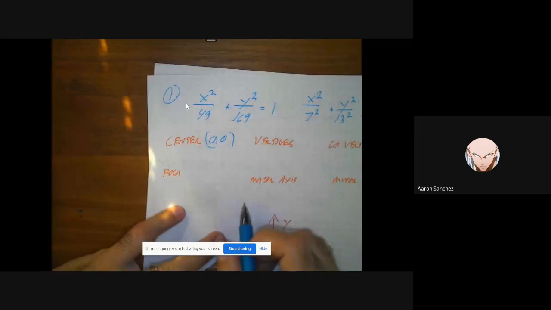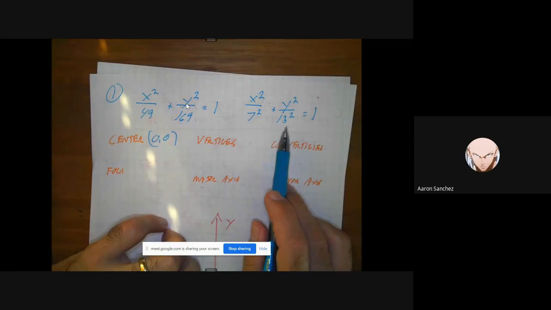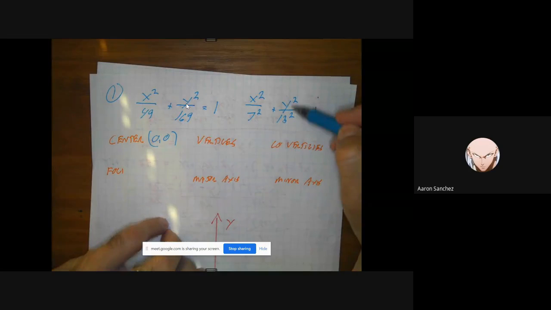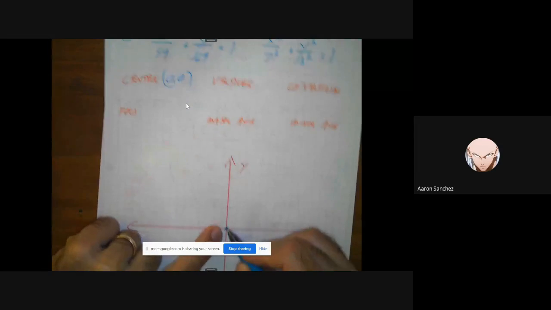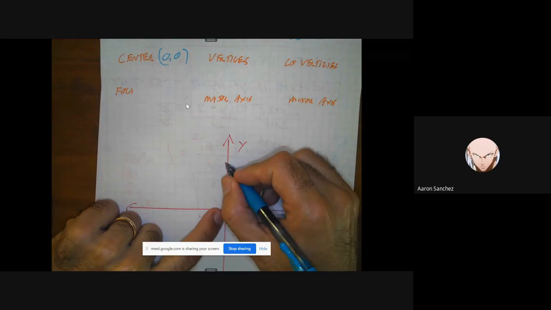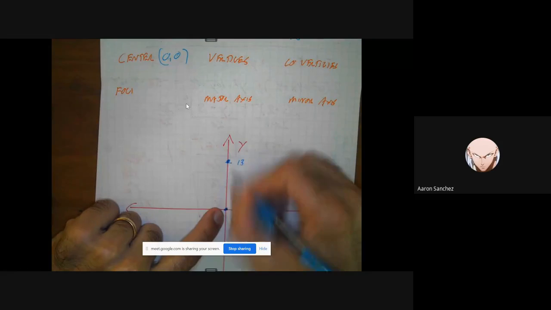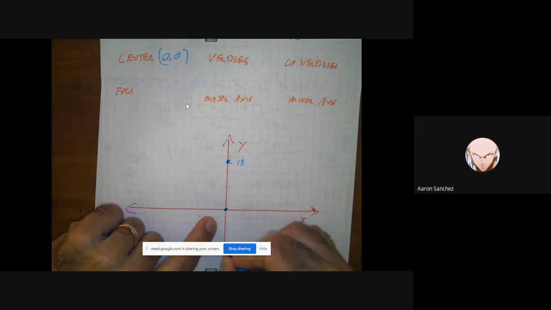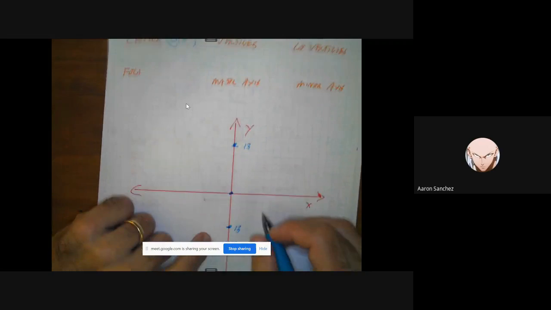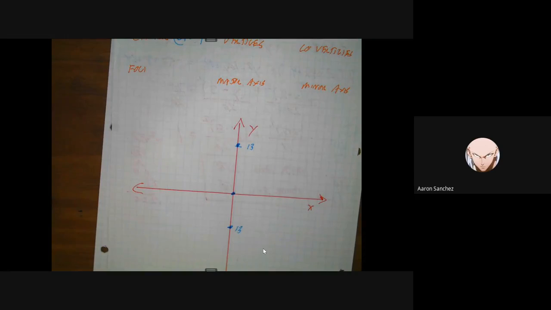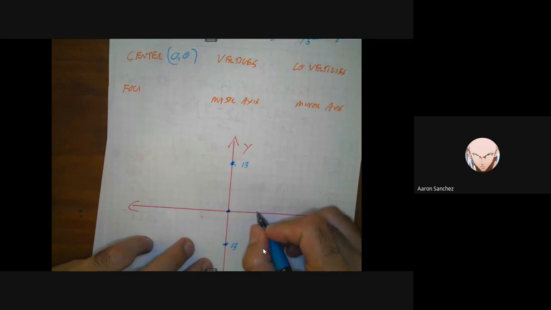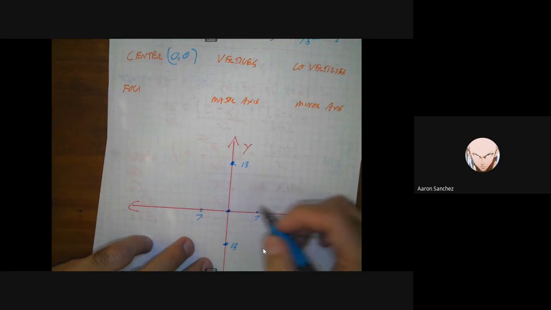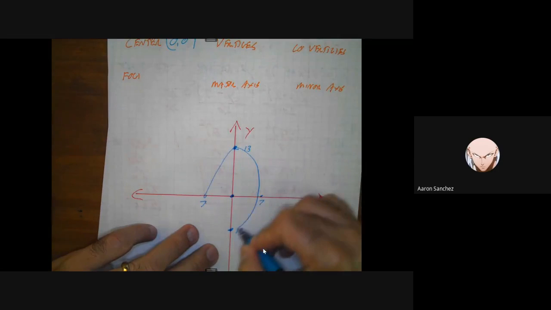Now, let's look at this one to figure out our a and our b. My major value is 13 because it's the bigger number. Notice it is under the y. The y goes up and down, which means from this point, because my 13 is under my y, I go up 13. This is not exactly 13, just an estimation. Then I go down 13. My minor axis is 7 squared. Because it's under x, and x goes left and right, I go left 7, right 7. And then there's my ellipse. Draw it as best as you can.